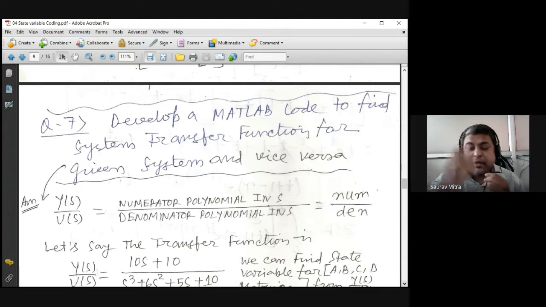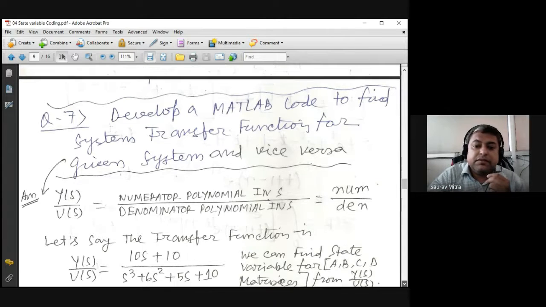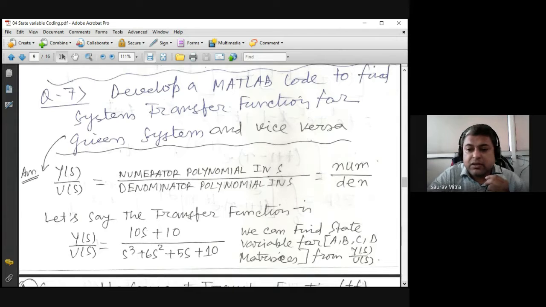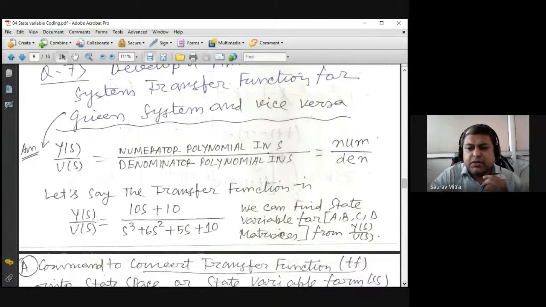So tf is a function. First we define what is s. The whole transfer function is given in s. That is the meaning of s is equal to tf('s'). And the transfer function, you can define anything. So here I have defined a transfer function which is proper, that is 10s plus 10 divided by s cube plus 6s square plus 5s plus 10. Generally, you try to keep the order of the numerator less than the order of the denominator. So this is a closed loop transfer function.